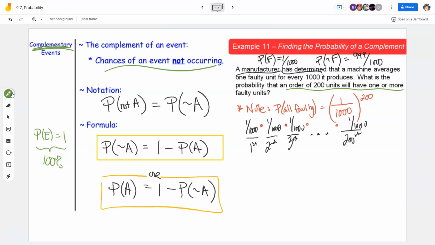What's the complement, guys? 1 minus 1,000. Probability of getting all what? All faulty. No, because this is figuring out faulty. All what? Good. All good. That would be the complement. So I could do 1 minus the probability of all good. But wait a minute. Can you use what I showed you for all faulty to help me find all good? What would that be?